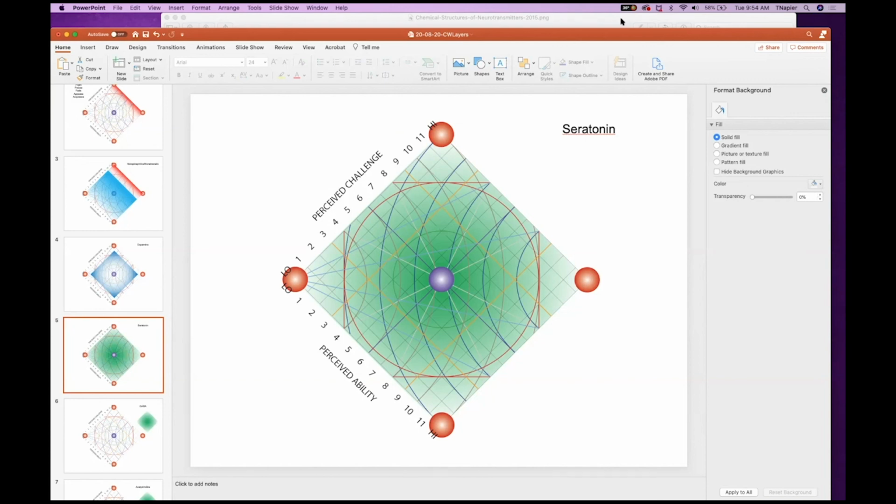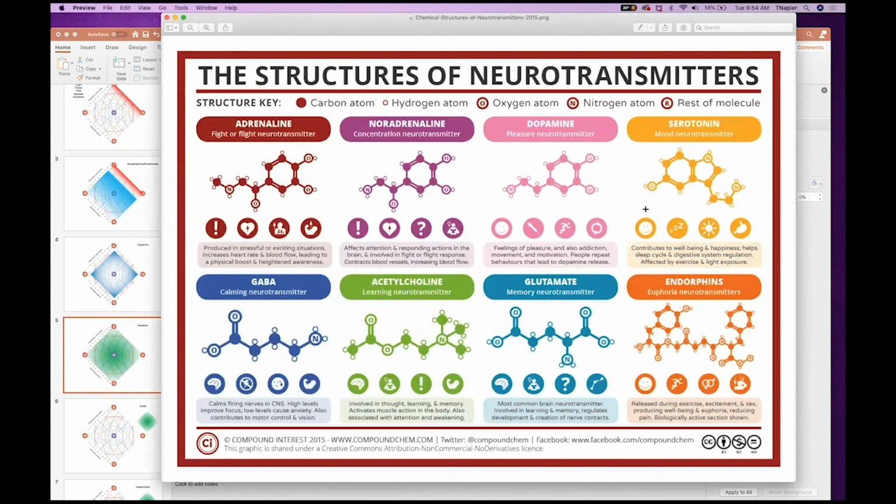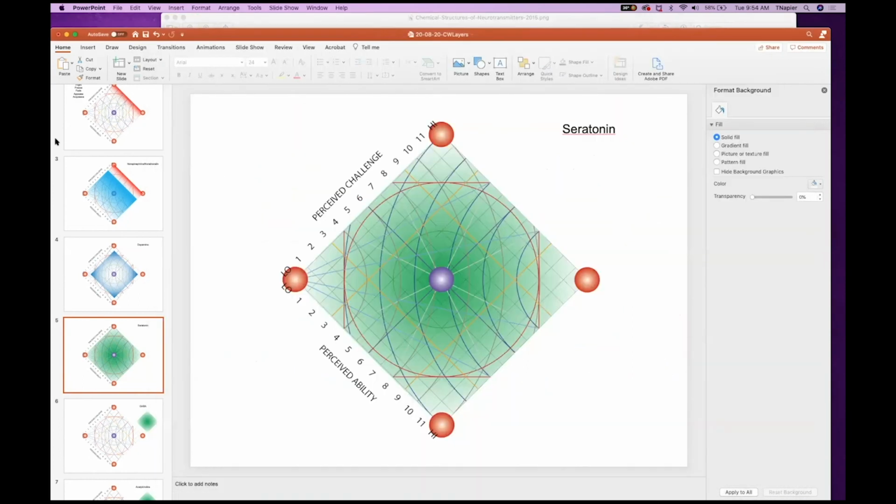But if we talk about serotonin for just a second, it contributes to well-being and happiness, helps the sleep cycle, the digestive system regulation, affected by exercise and light exposure. Let me tell you about serotonin because I have a very personal relationship with serotonin. For my entire life, I have always existed at a certain base level of depression. And I didn't know until much later in life that there was a name for what I was experiencing, which was endogenous depression. So it's just part of how I'm wired, or how my neurochemicals are doing their thing.